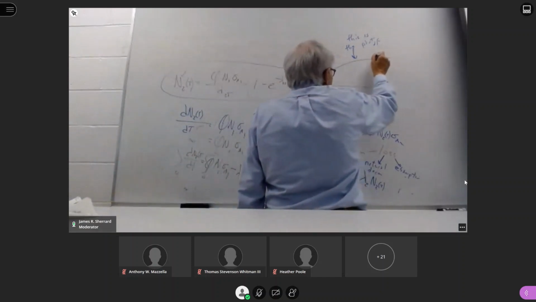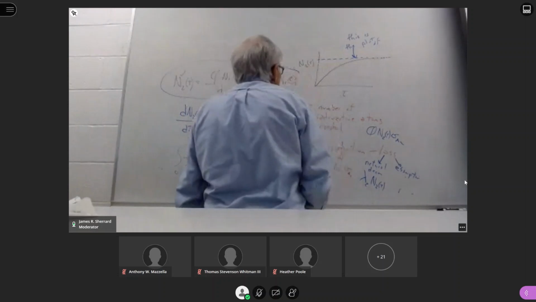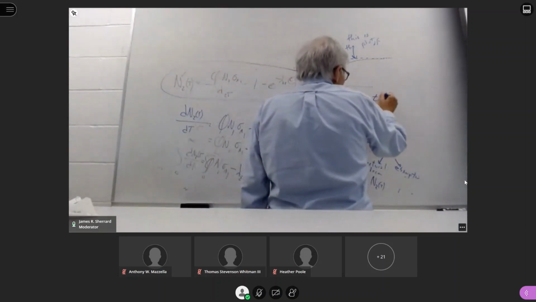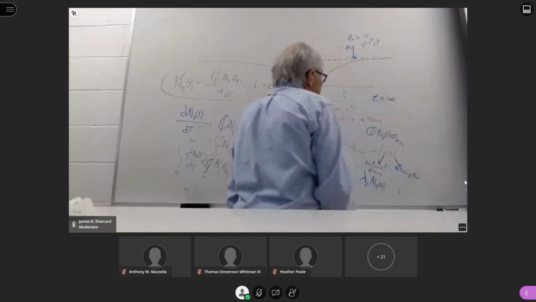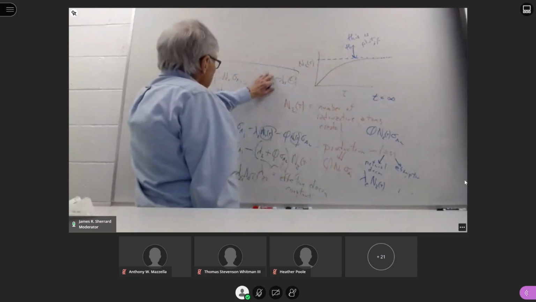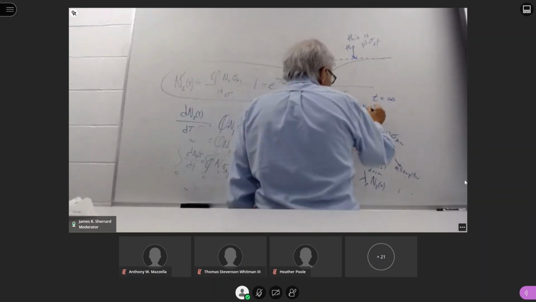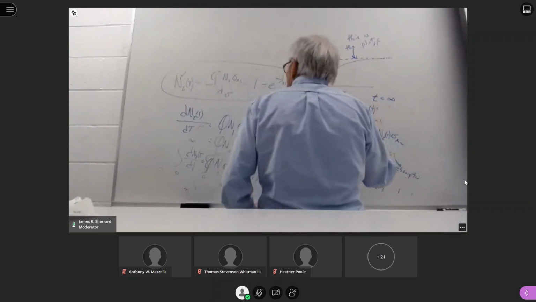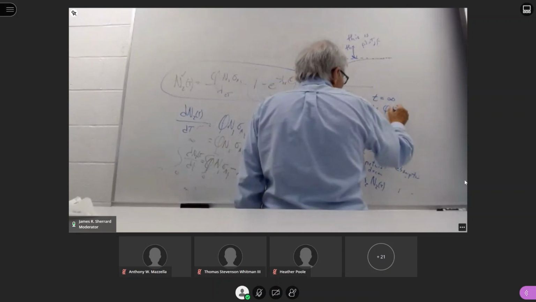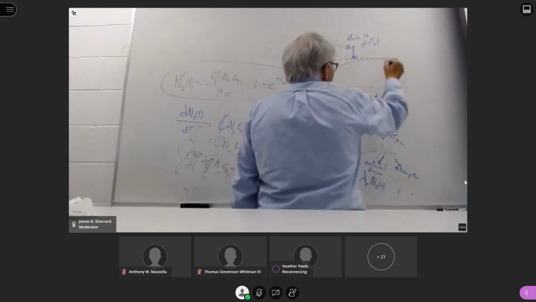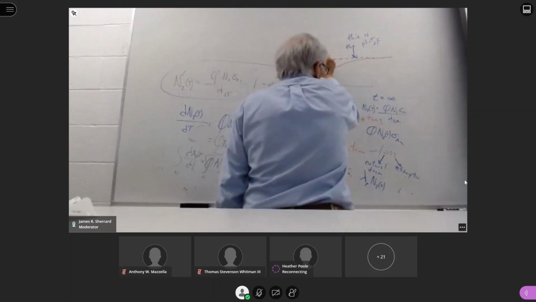This goes off to an asymptotic value. And this asymptotic value, as t goes to infinity, this part of the equation drops off. So N2 of T is equal to that, which is the maximum value of this.